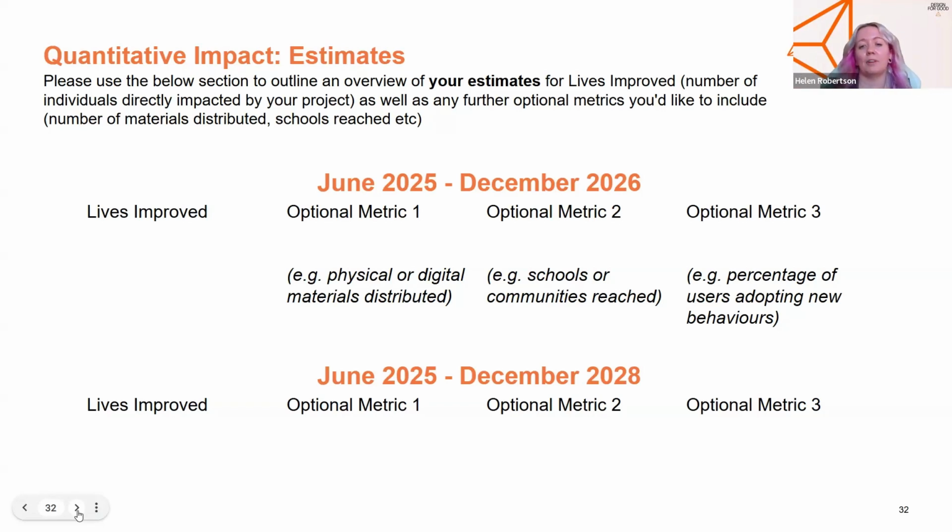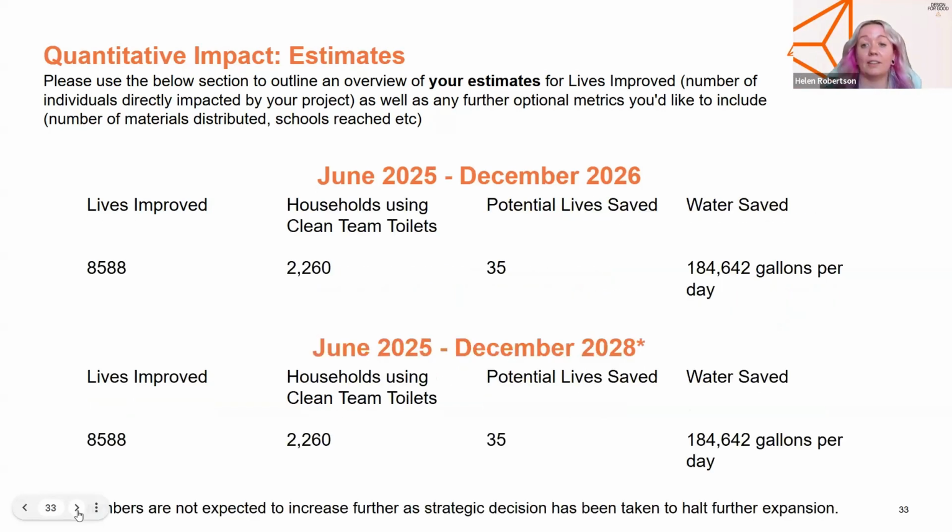And on the next slide, we have an example of what that might look like for Clean Team toilets, for example. So we can include their lives improved, where we've got that from households using the Clean Team toilets, potential lives saved if we're looking at the disease rates in the area, and water saved as well. So actually the Clean Team toilet service doesn't require any water to flush, only for hand washing. So it saves water as well, looking at flushes per person, per household, per day. And so that's an example of one completed, this being a water project.